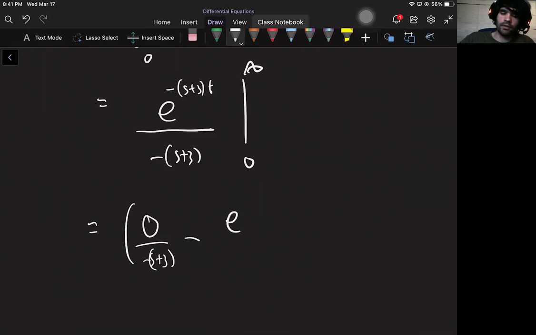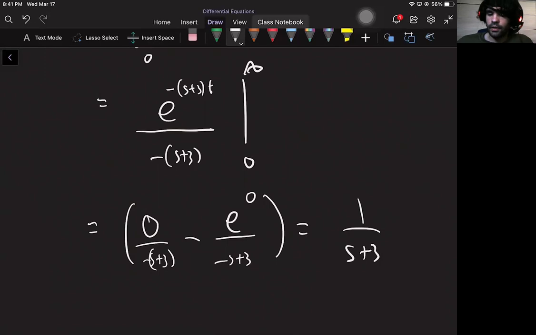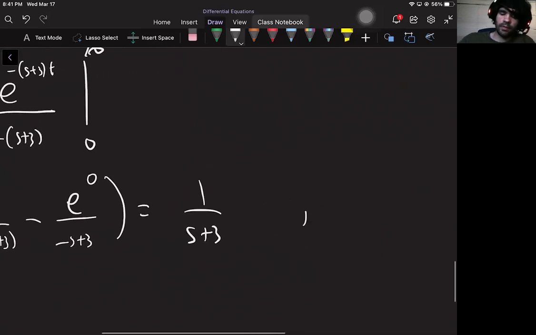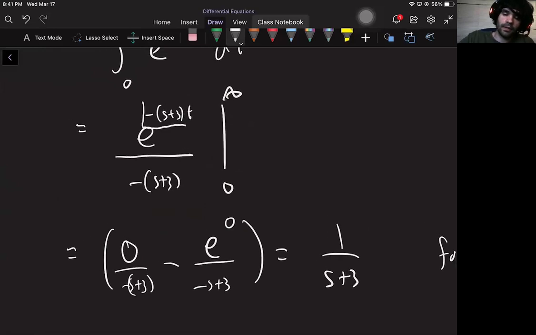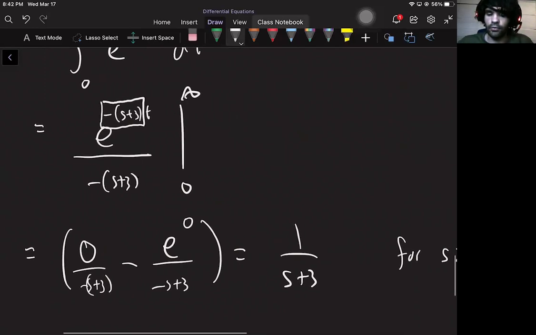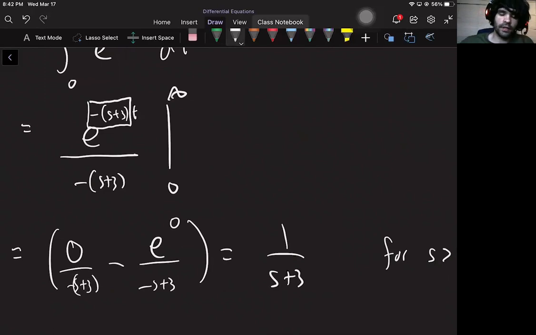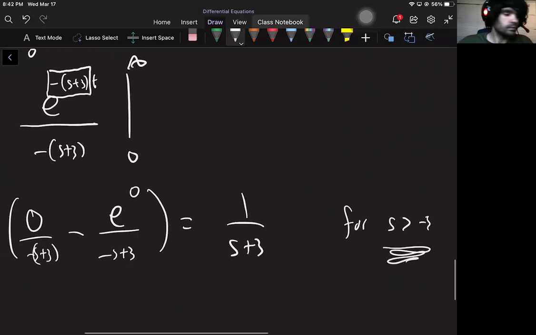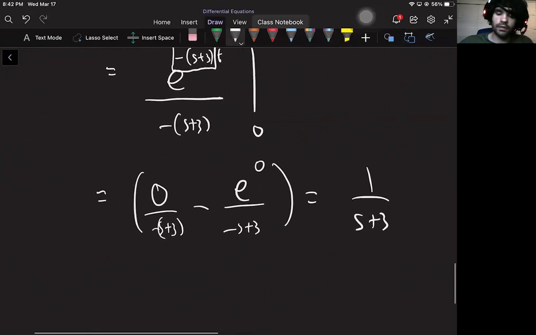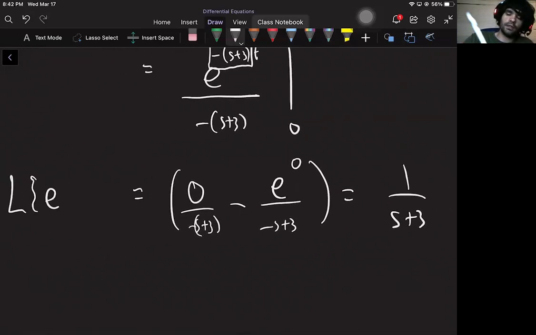Then I subtract and I plug in 0. And I get e to the 0 over negative s plus 3. So I'm just going to get 1 over s plus 3. And I forgot on the second example, but this is only viable for s bigger than negative 3. Why is that? Well, it's really because back here, I need this thing to stay negative, so that as t goes to infinity, I divide by infinity and make the whole thing go to 0. Okay, so that's why we need that. All right, so that is the Laplace transform of e to the negative 3t.